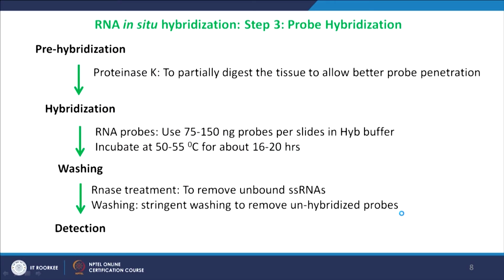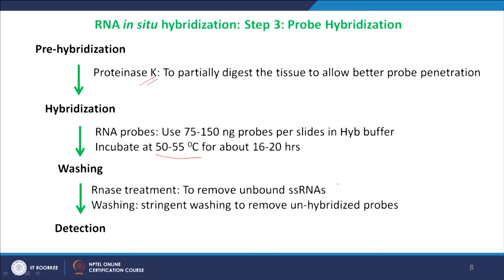For hybridization, before going for the hybridization, there are some treatment with the tissues, and one very important treatment there is the proteinase K treatment. This is very important to partially digest the tissue to allow better probe penetration. And then once you have treated your tissues, then you use this RNA probe and do hybridization, usually 16 to 20 hours at 50 to 55 degrees centigrade.